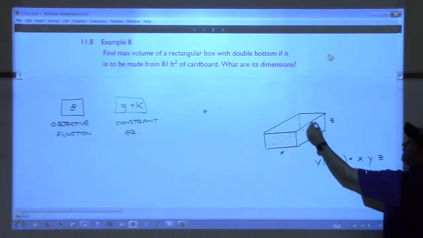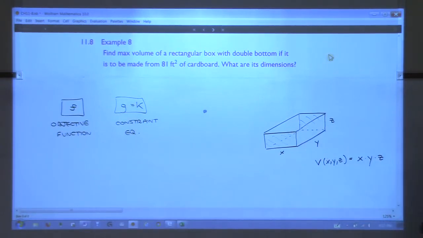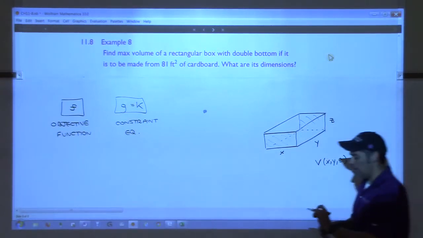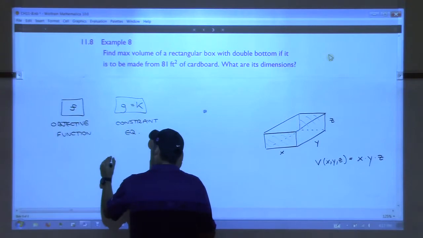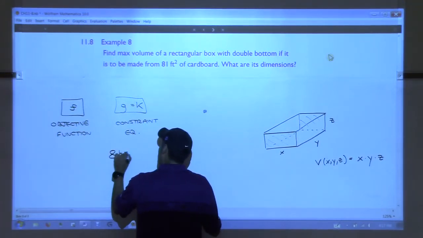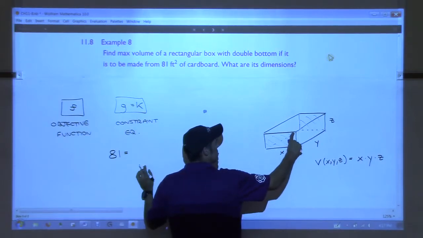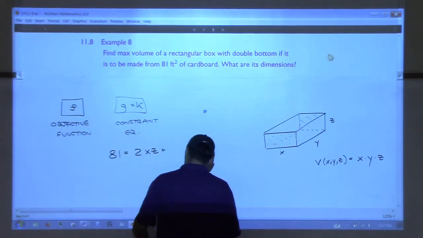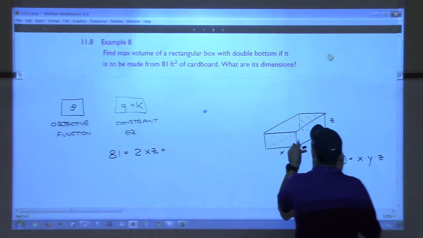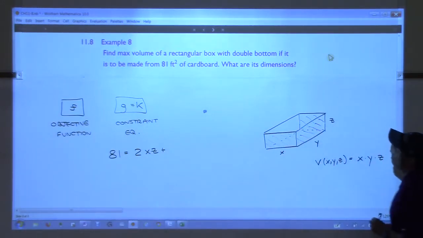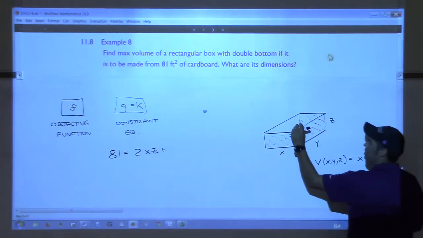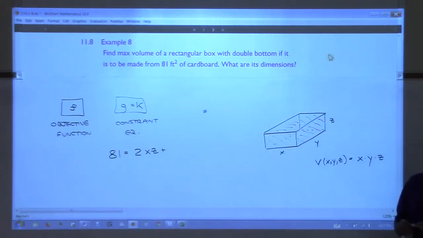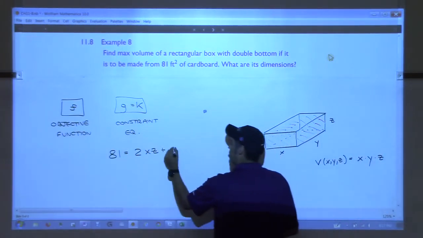Okay, so we have this backside, right? That's another xz. So I'm going to say it this way. The surface area has to be 81, agreed? 81 must be the x times the z, but two of them. Plus, what about the side here? That side, y times z, but then you have another one, right? So two yz's.